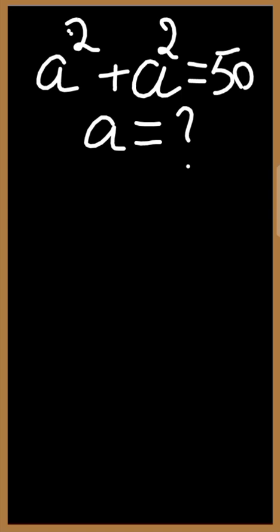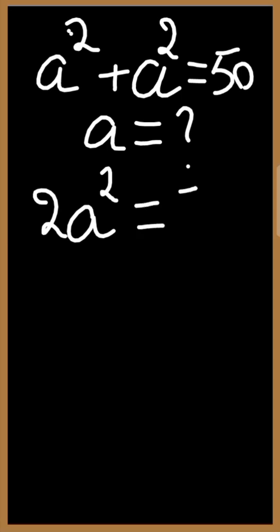a squared plus a squared is simply equal to 2a squared. Since a squared and a squared are like terms, that means they can be added. This will be equal to 50.